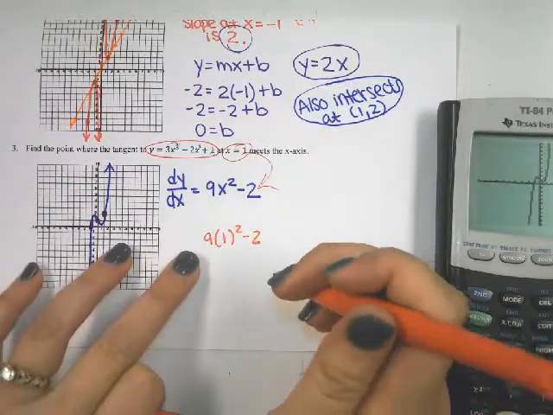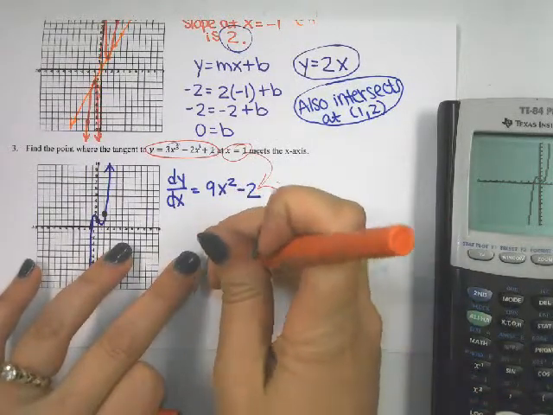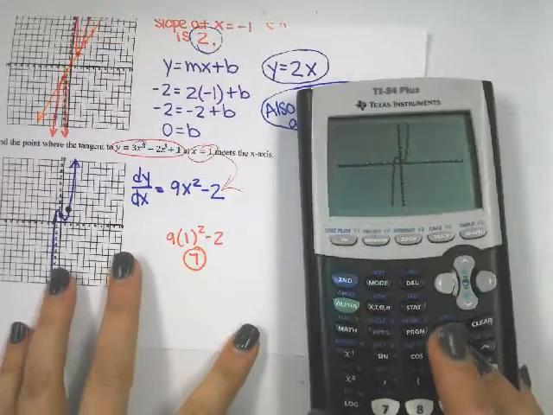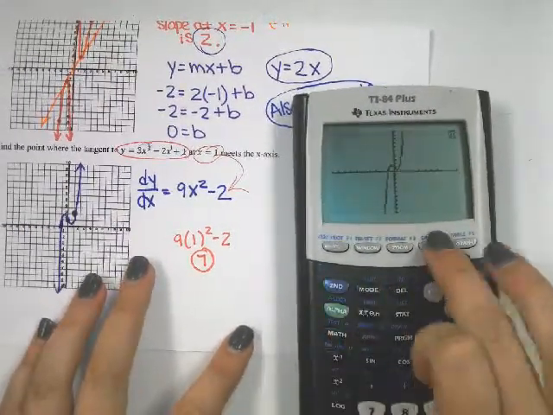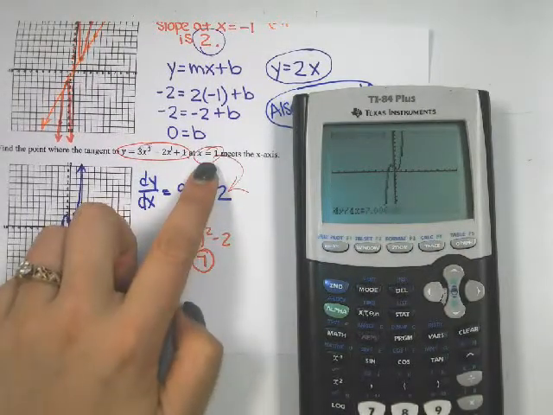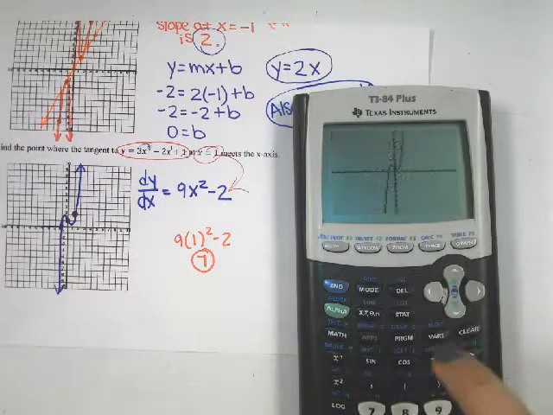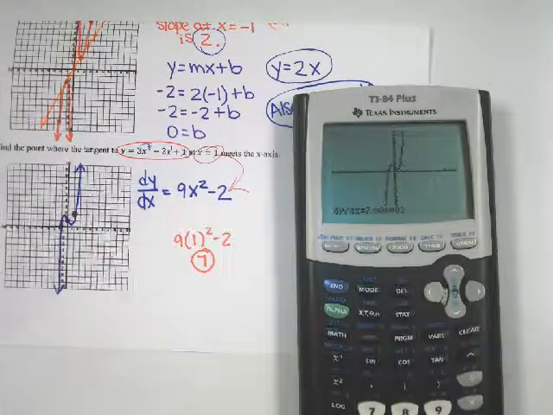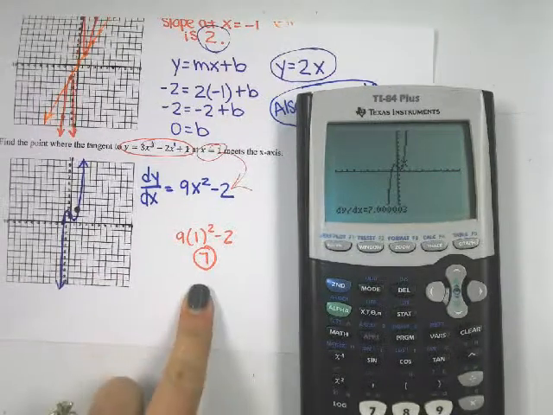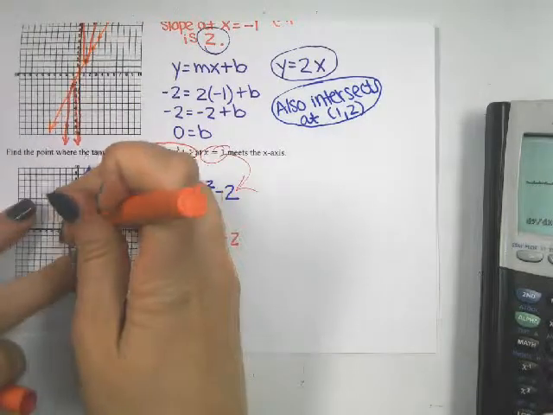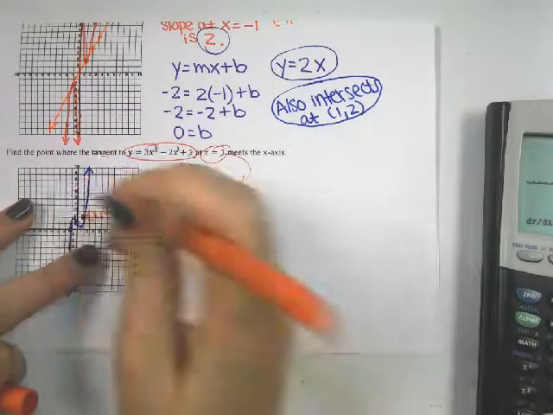9 times 1 squared, that's going to be 9, minus 2 is 7. Even if I needed to show that work on an IB test, I would always double check. Calculate the derivative, x equals 1, and oops, I'll show you again. We get 7. So derivative, 1, enter, 7. Check. So I know the slope. I also know the point that it goes through. So they told us x equals 1. This point is 1, 2.